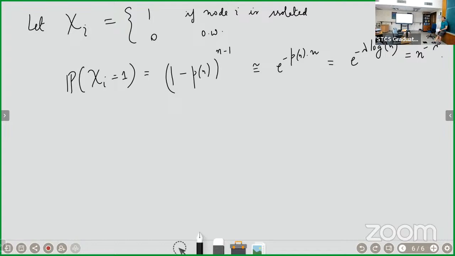To show that there is no connectivity, what should I use? So one particular node being isolated has this probability. Connectivity requires that there should be no isolated node. So what is the probability that there is at least one isolated node? That's what I should be after. Here I am computing the probability that a particular node is isolated. So what is the probability that at least one node is isolated?